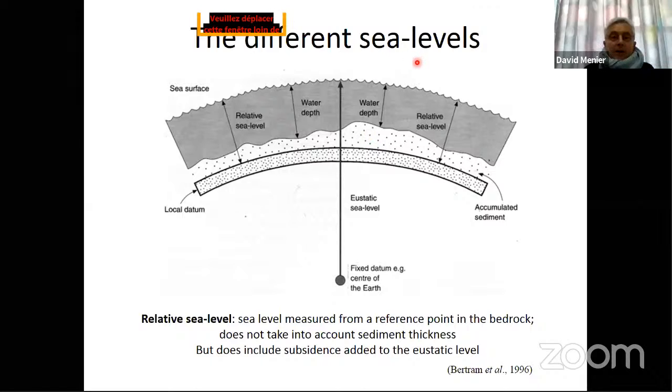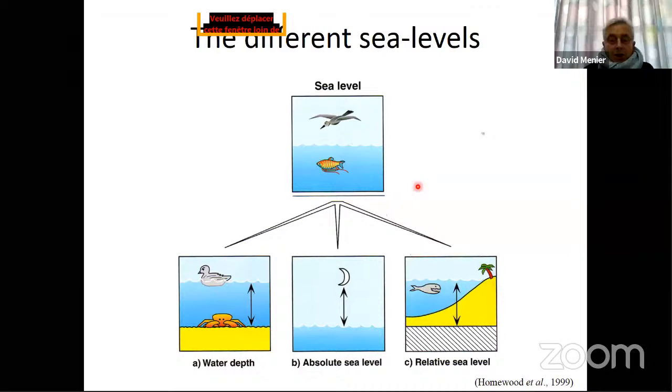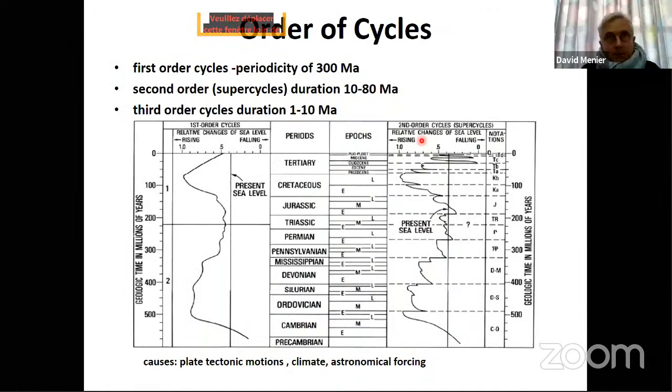Anyway, the sea level can depend on different factors. So we have the water depth, we have the relative sea level, and we have the absolute sea level, with the moon, for example, here. This is the example. Anyway, what are the consequences of sea level change? This is more important to define in order to understand the type of geometry that I have well preserved in my basin. So during geological time scales, we have relative changes of sea level. It was high, it was low, high around 500 million years ago, so the Paleozoic period, so Precambrian.